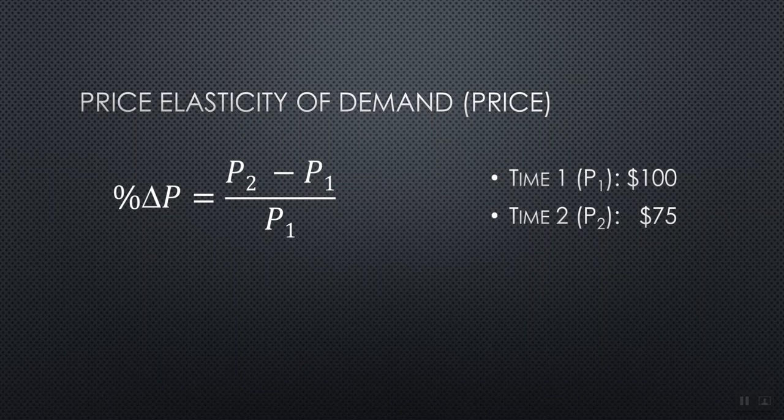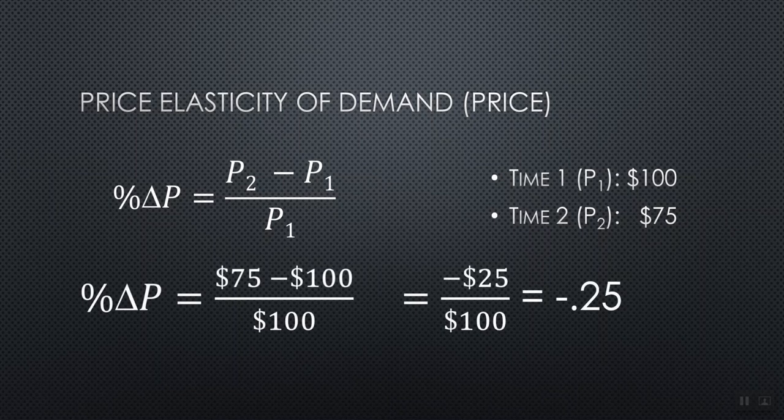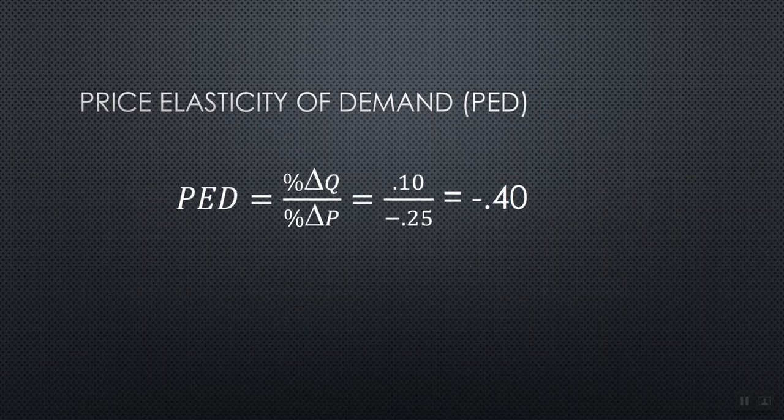So now we can do a calculation of percentage change of price. Simply again, plug and play. 75 minus 100 divided by 100 gives us minus 25 over 100. That gives us a negative 0.25. Now we can actually calculate price elasticity of demand. If you remember, percentage change in quantity was 0.10 and percentage change in price was negative 0.25. This gives us a price elasticity of demand of negative 0.40.